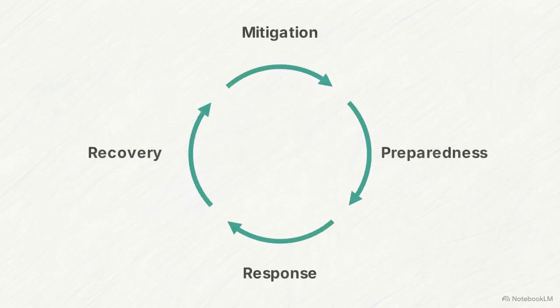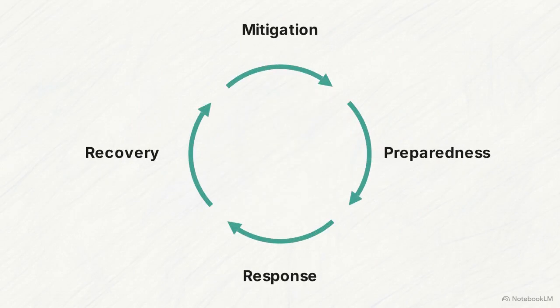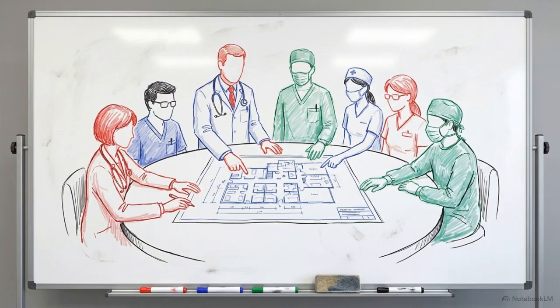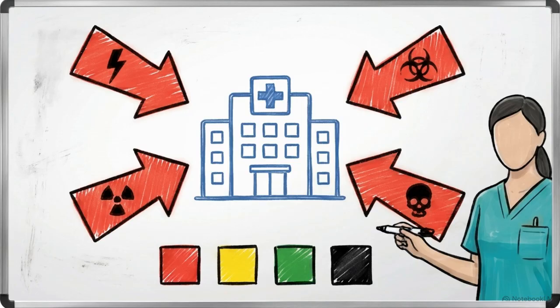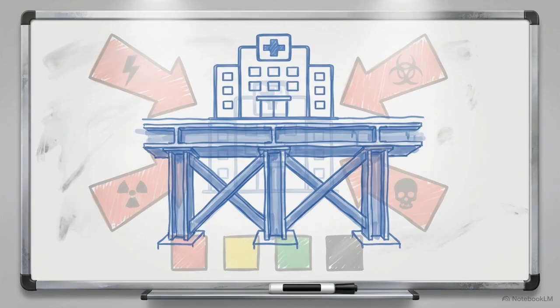Managing this systemic stress response requires a continuous cycle through 4 distinct phases: mitigation, preparedness, response, and recovery. Preparedness involves developing plans, gathering supplies, and running drills. Mitigation, however, is the act of proactively preventing a hazard from causing a disaster in the first place, such as implementing land use planning or updating building codes to withstand earthquakes.